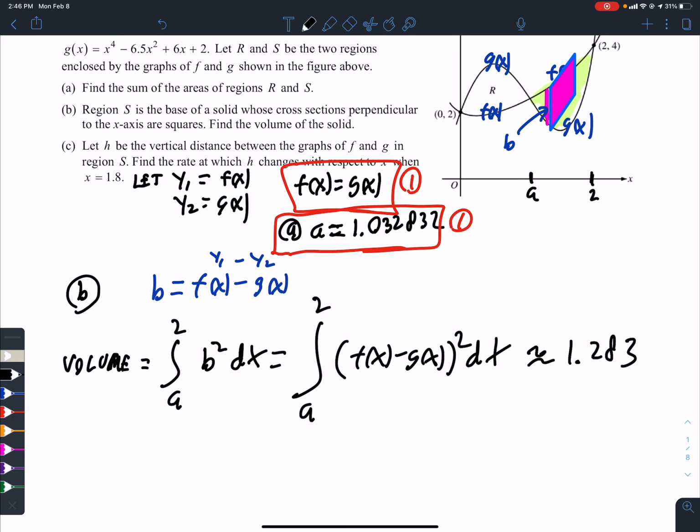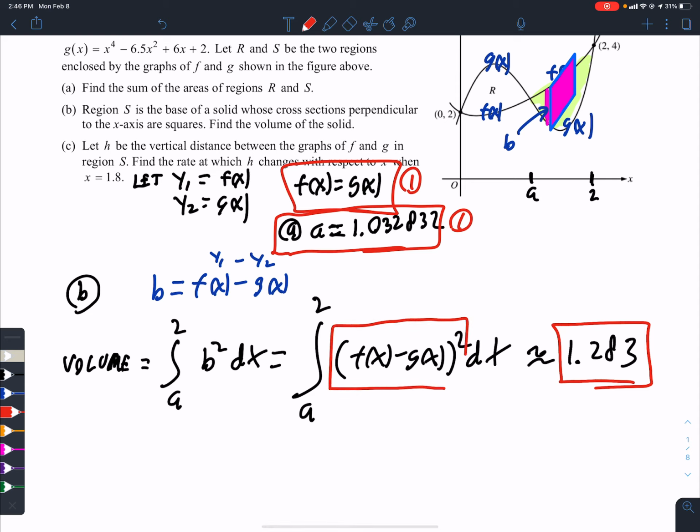So here we go. The points break down how I would probably have done this. Definitely 1 point for the correct answer, 1 point for the correct integrand, and 1 point for the correct integral with the correct limits of integration. So that's B. One more to go.